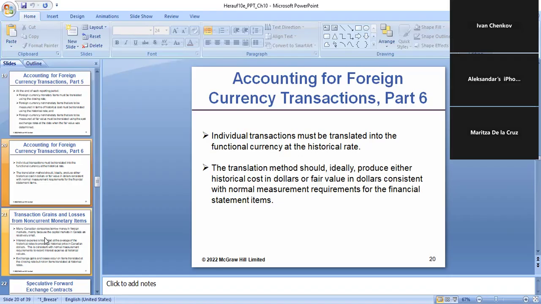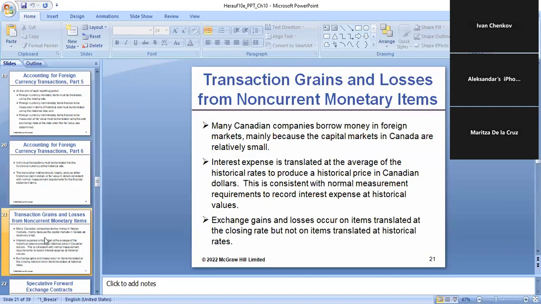Translation methods should ideally produce either historical cost in dollars or fair value in dollars, which is consistent with the normal measurement requirement of the financial statement items. Now, many Canadian companies borrow money from the foreign market. Why? Sometimes it's cheap. Many because the capital market in Canada is relatively small.